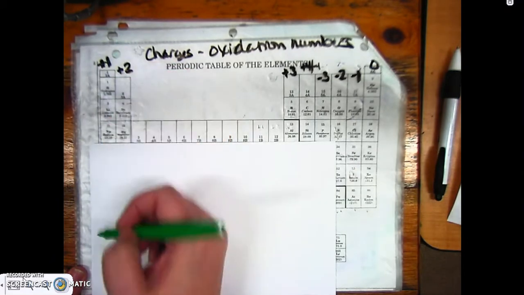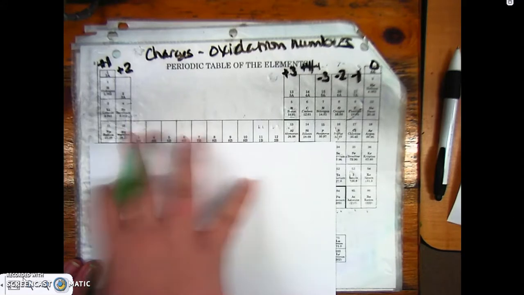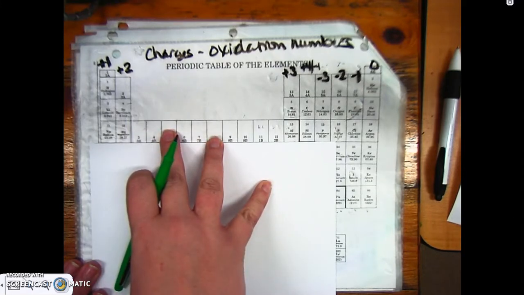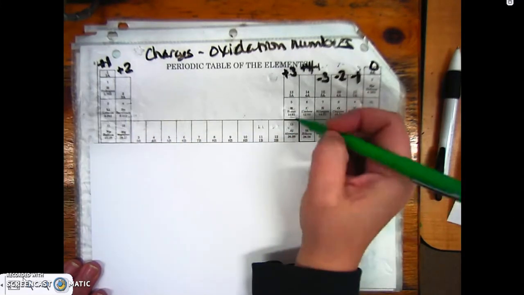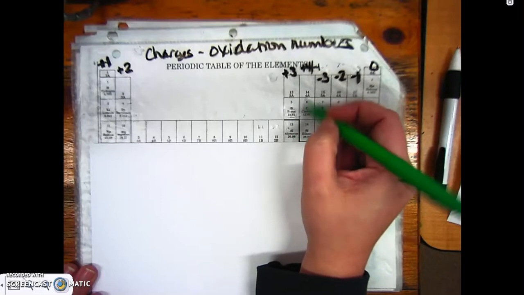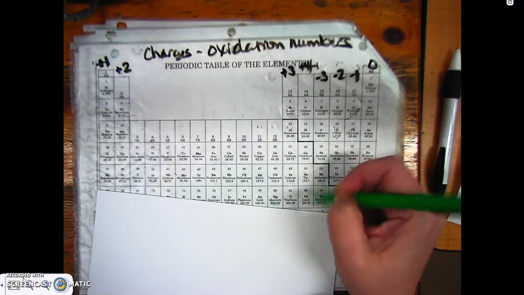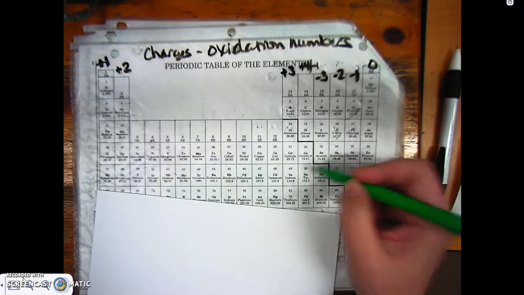Everything in column 1 has a +1, column 2 is a +2. We'll come back to these later, the transition metals. We've got column 3, which is going to be a +3. Mainly we'll be doing aluminum. We can skip these for right now. And lead and tin, we'll discuss, they behave a little bit differently.